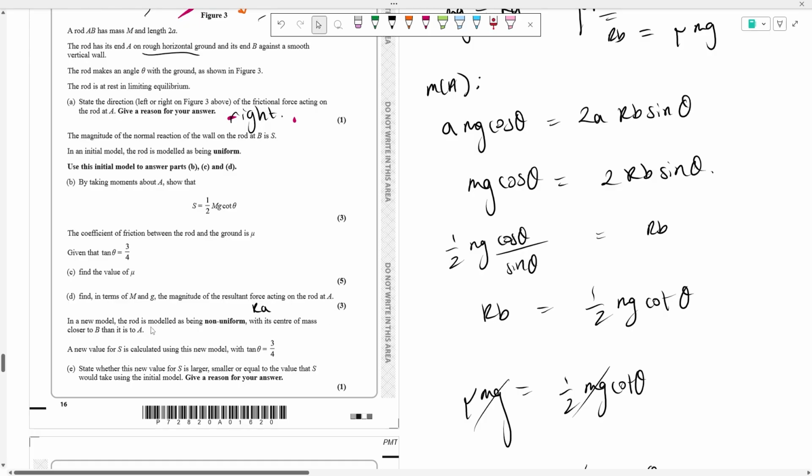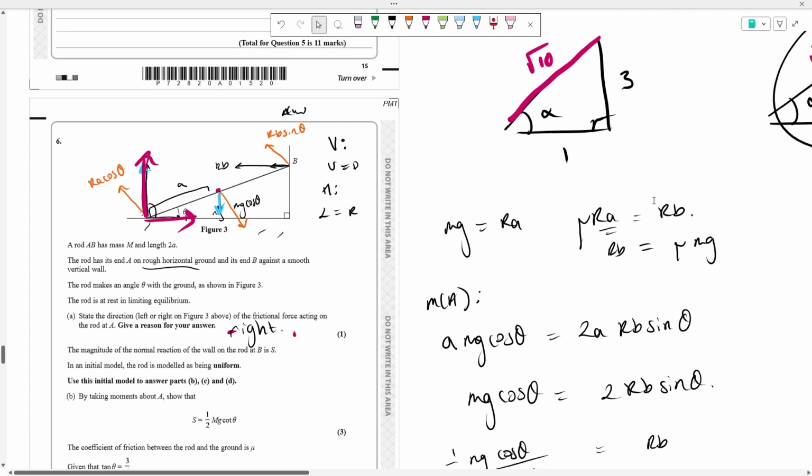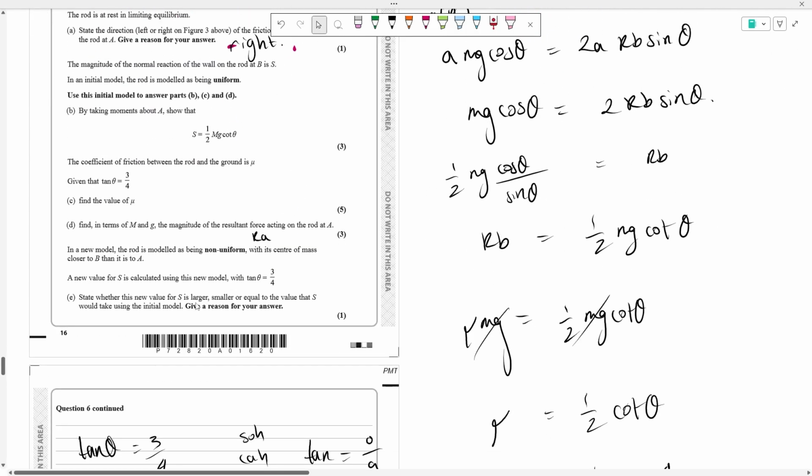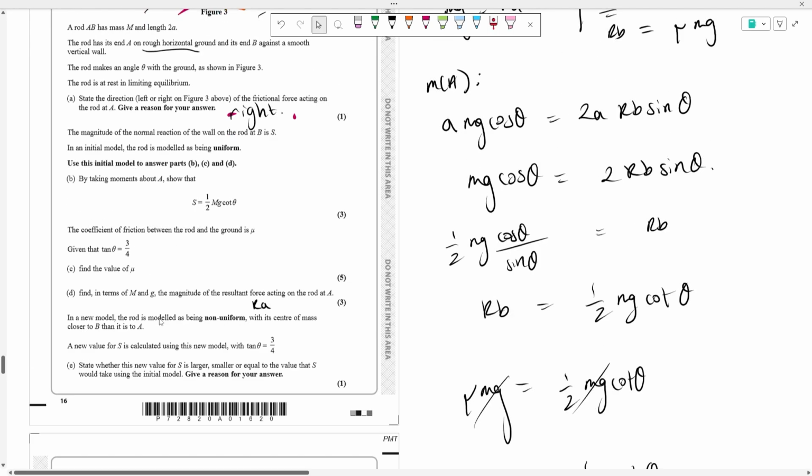In a new model, the rod is modeled as being non-uniform, with the center of mass being closer to B than it is to A. A new value of S is calculated using this model with tan theta equal to 3/4. State whether the new value for S, so in this case RB, is larger, smaller, or equal to that S would take using the initial model.